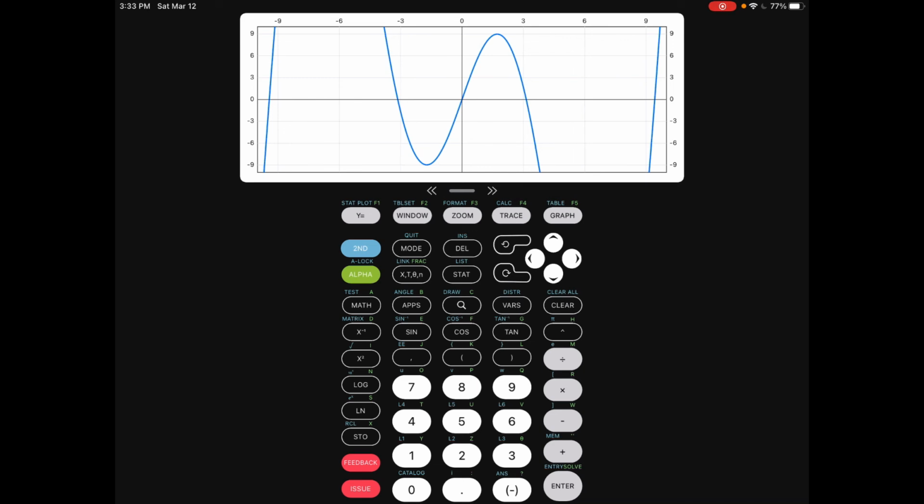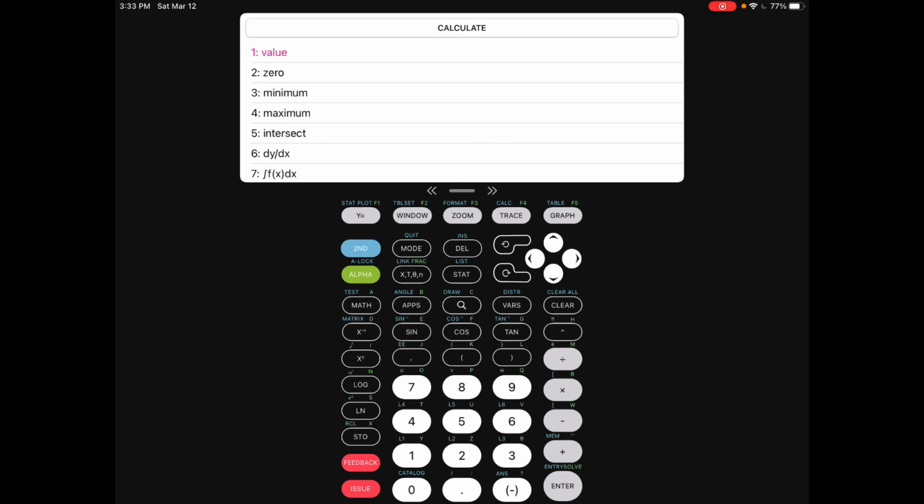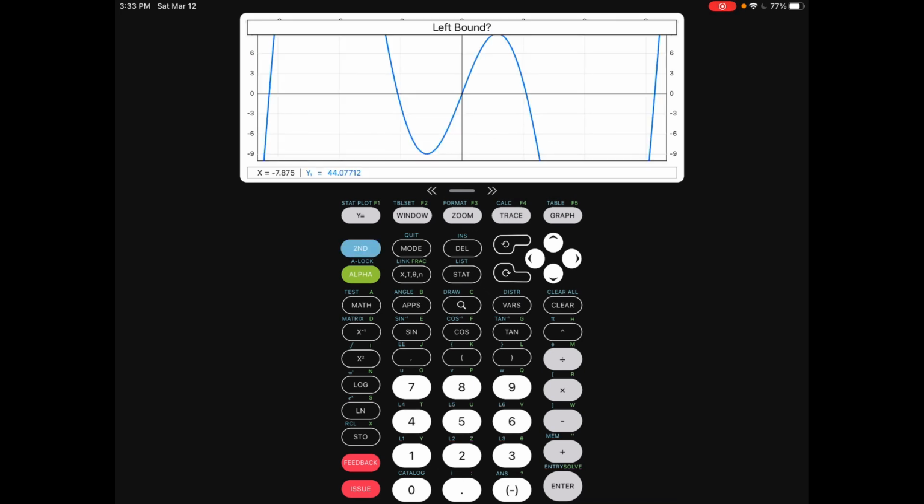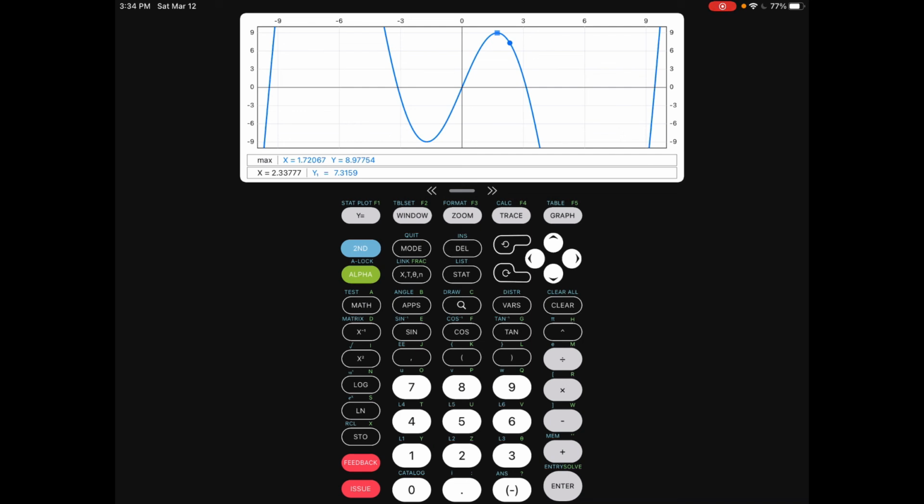Okay, there are ones with negative x values. That's not what we're talking about. We're talking about a value that's going to be somewhere between 0 and pi for our x value. So let's go second, calc, and then find a maximum. And I need to go a little bit to the left of that maximum, which is probably hard to see on your screen. And then I go a little bit to the right. And it's going to tell me that there's a max at 1.72.